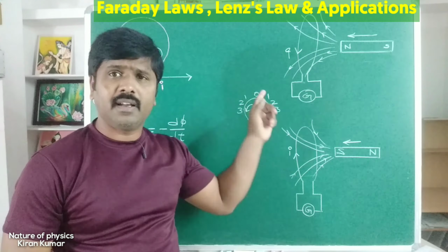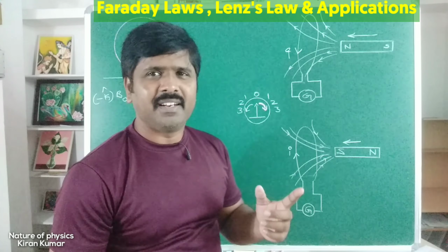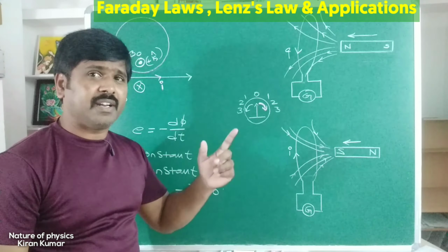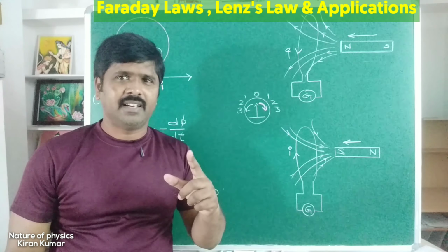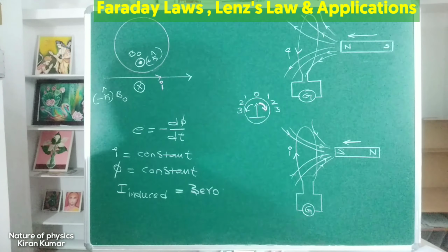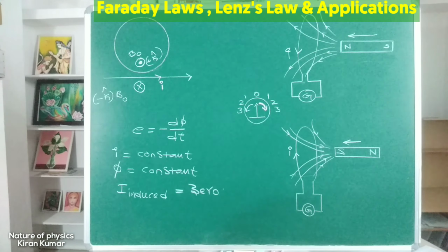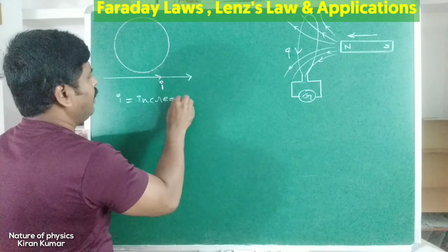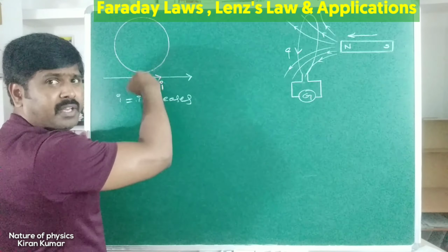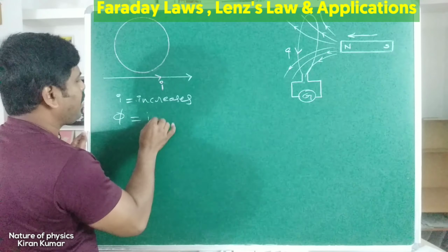Why is EMF induced? Whenever the magnetic field or magnetic flux changes, then an induced EMF is produced, and due to that we get an induced current. Okay, so the next conditions are current increasing and current decreasing. Just a second, I will clean the board. See, here the current in the conductor is increasing. So whenever the current increases around the conductor, the magnetic flux also increases.